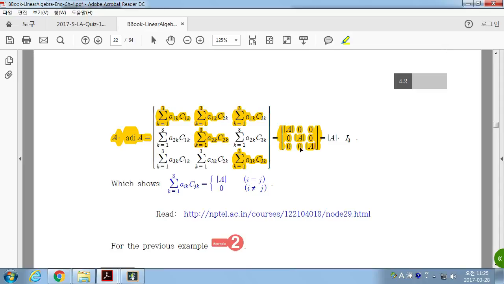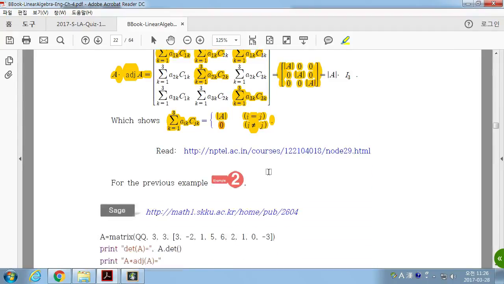The product of these two matrices is a scalar matrix whose main diagonal entries are the determinant of A, and the determinant of this matrix is the nth power of the determinant of A, for a general n by n matrix. And this shows that the summation, the linear combination of the Cjk's, is the determinant of A or 0, depending on whether i is equal to j or not. This is actually the full part of the Laplace cofactor expansion for a general size n matrix.